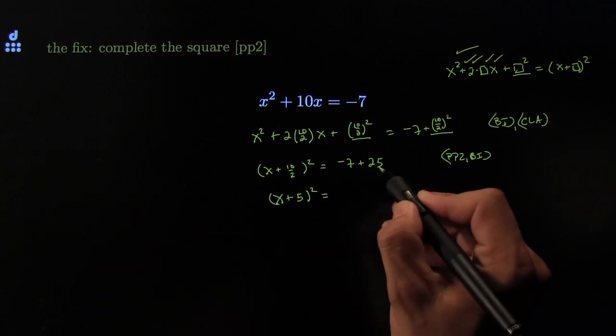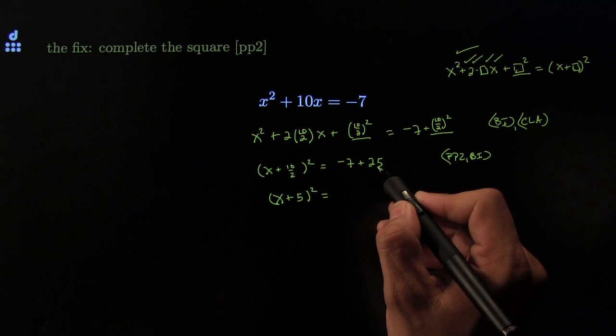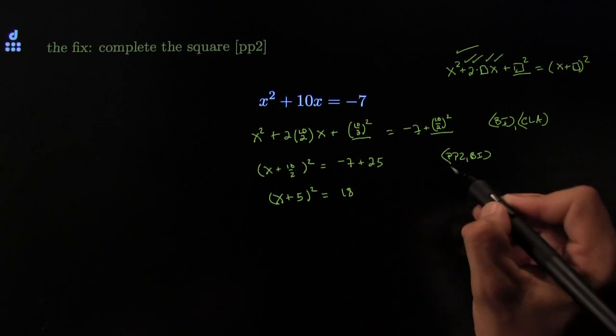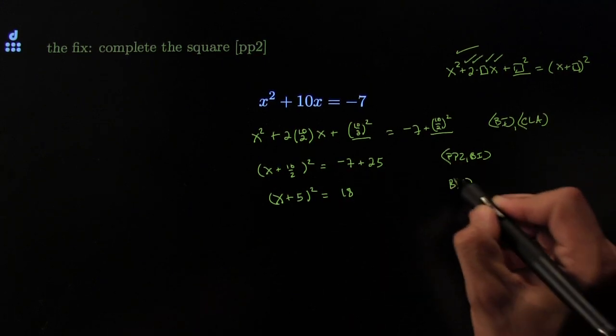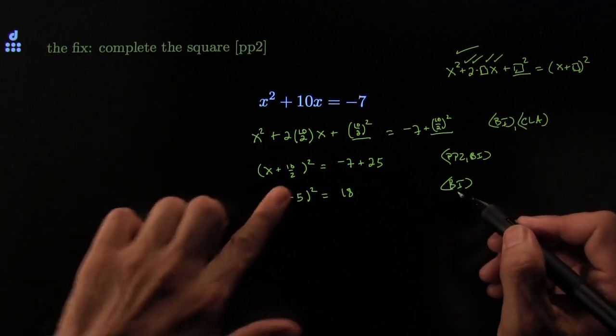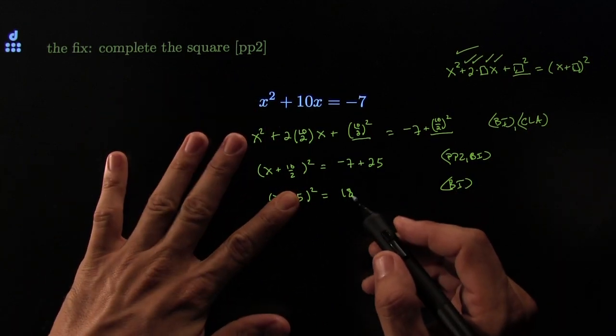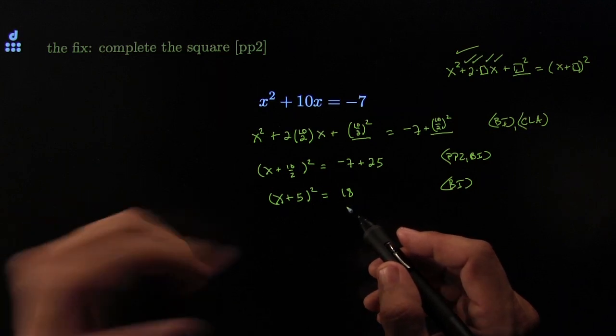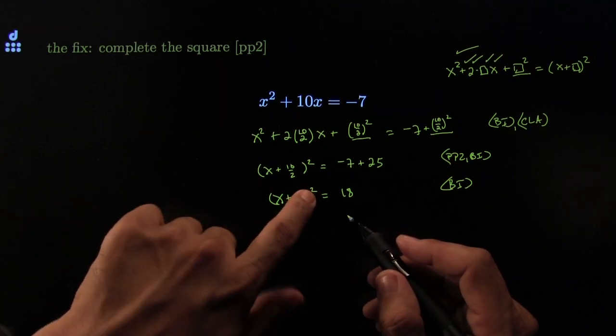Take away 7. Well, first I'm going to take away 5. That'll leave me with 20. Then I take away 2 more. That'll leave me with 18. That's nice. That's really, really nice, because now I have a perfect square equal to 18. And we have the perfect medicine for perfect squares. We know exactly how to get rid of that square.